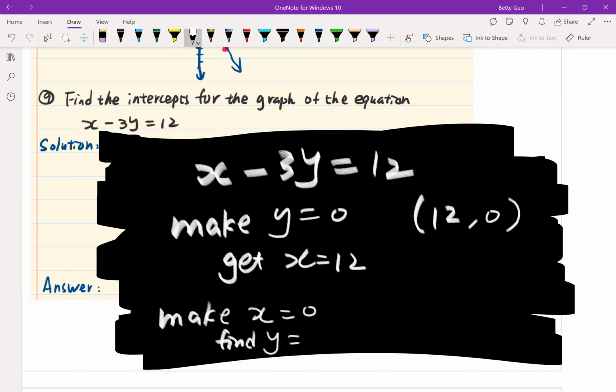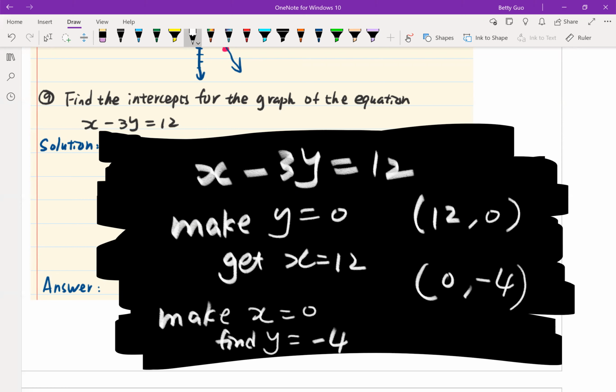If we make x be 0 this time, we have negative 3y equals 12. And what is y? Coefficient of y is negative 3. How do we find the y? Negative 4? How do you get negative 4? You divide both sides by negative 3, right? Does that make sense? So if you have negative 3y equals 12, you divide both sides by negative 3. 12 divided by negative 3 gives you negative 4, right? So 0, negative 4 is the y-intercept.